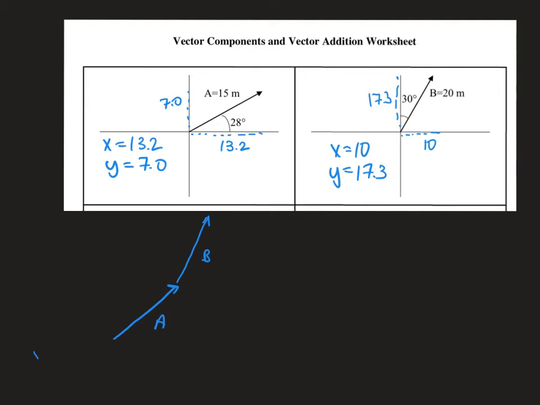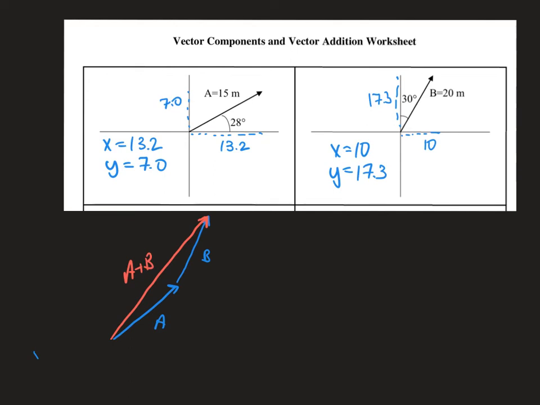Now, if I'm going to add them together, we talked in class about going tip to tail. So here's my first one, here's my vector A, there's my tip to tail, and then vector B. And now the resultant is going to be from here all the way over to this part.